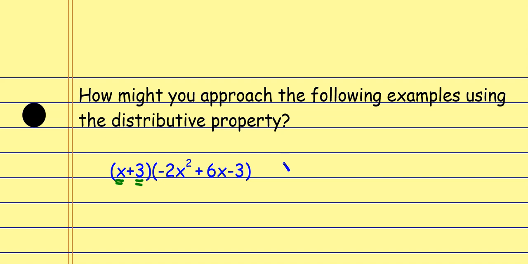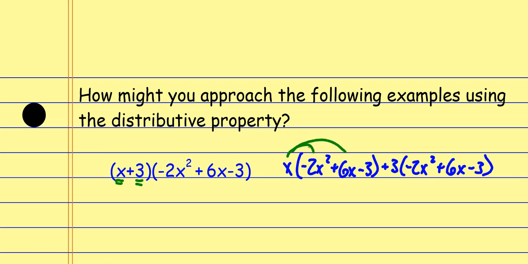So watch this. I'm going to take the x, and I'm going to distribute it to the negative 2x squared plus 6x minus 3. And now I'm going to take the next term, which was a plus 3, and I'm going to distribute it to the negative 2x squared plus 6x minus 3. And now it's just my distributive property twice. Ready? Let's distribute that x to each of these. And keep in mind that has an exponent of 1. So when you multiply, you add the exponents.